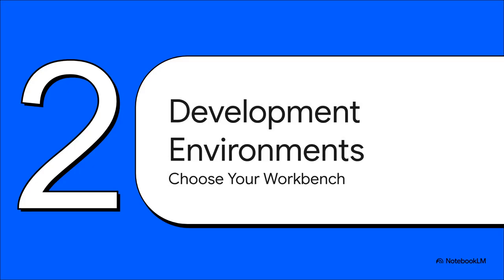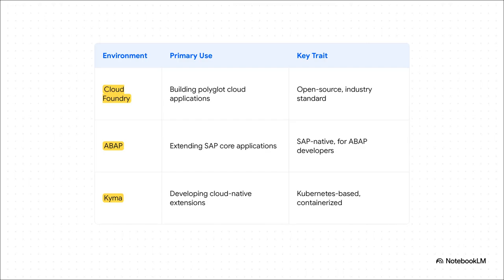All right, we get the organization now. So let's peek inside the toolbox and look at the different workbenches. These are the development environments, and picking the right one for the job is absolutely key. BTP gives you 3 main environments to choose from, and which one you pick really depends on the job at hand and the skills your team has.